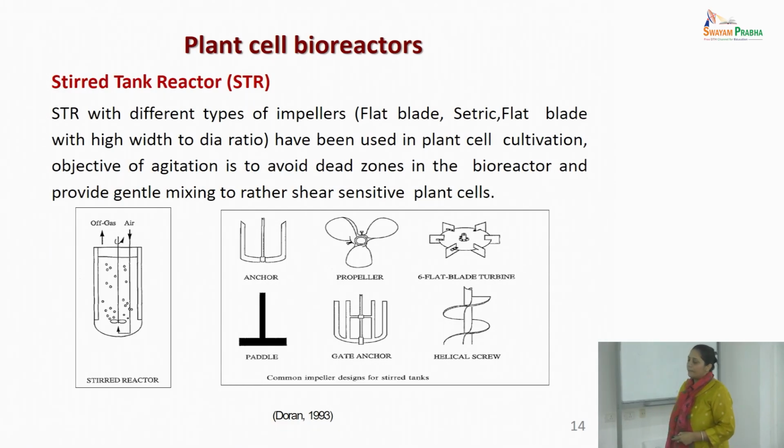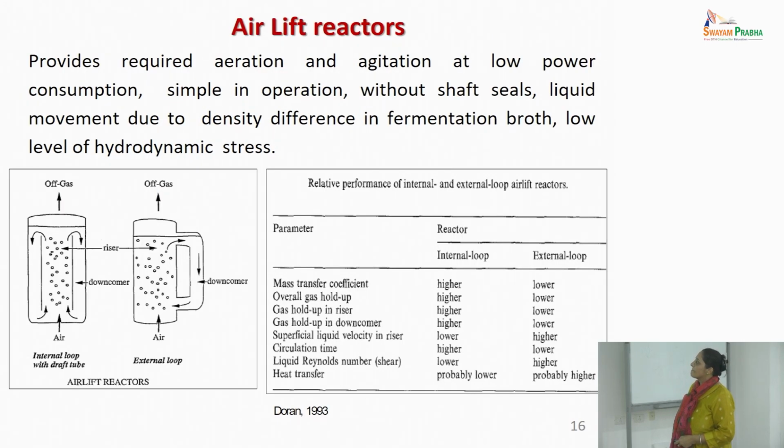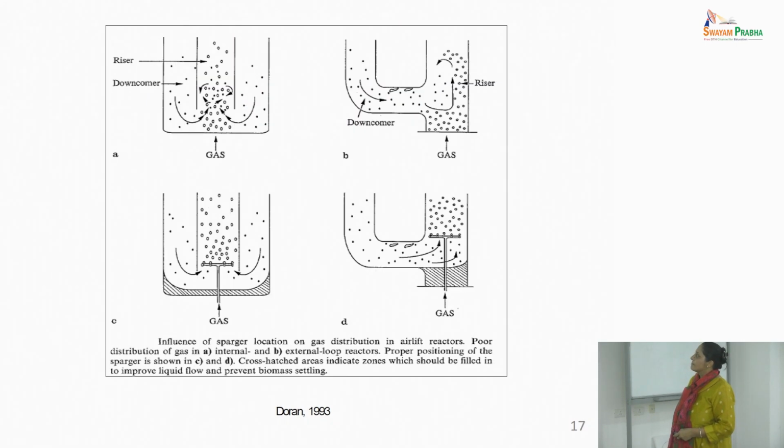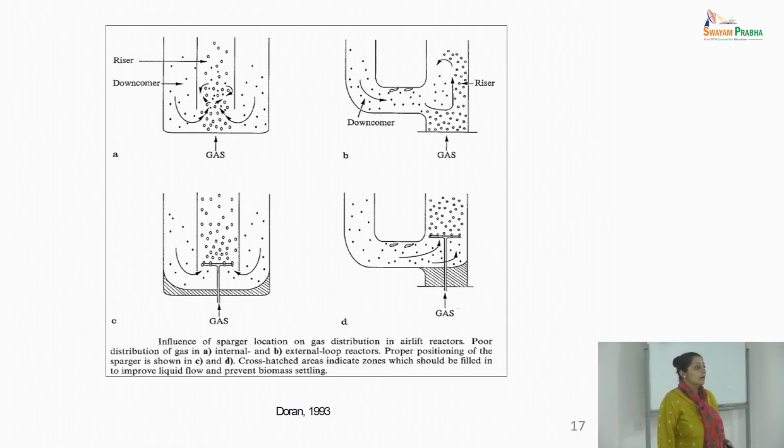These are different kinds of impellers which you will come across in literature, which are generally used for plant cell cultivations in stirred reactor systems. In fact, the position of the sparger in pneumatically driven reactors can play a role in mixing. Here, an example is given wherein the position of the sparger in the airlift setup impacts the dead zones present in the reactor.